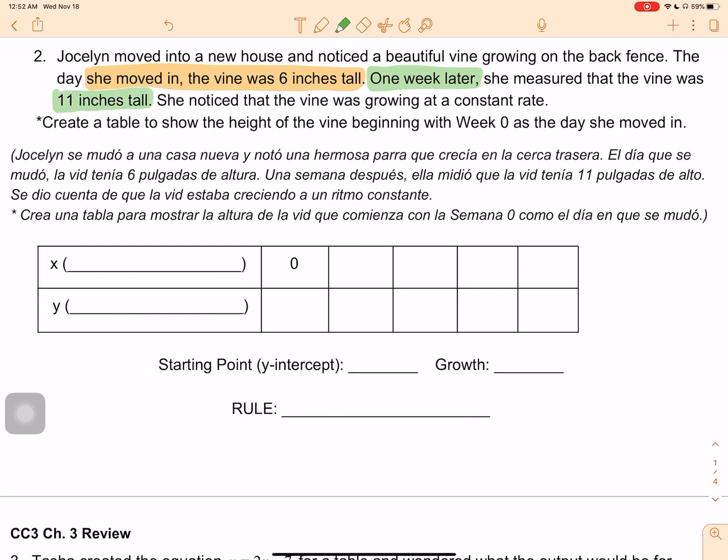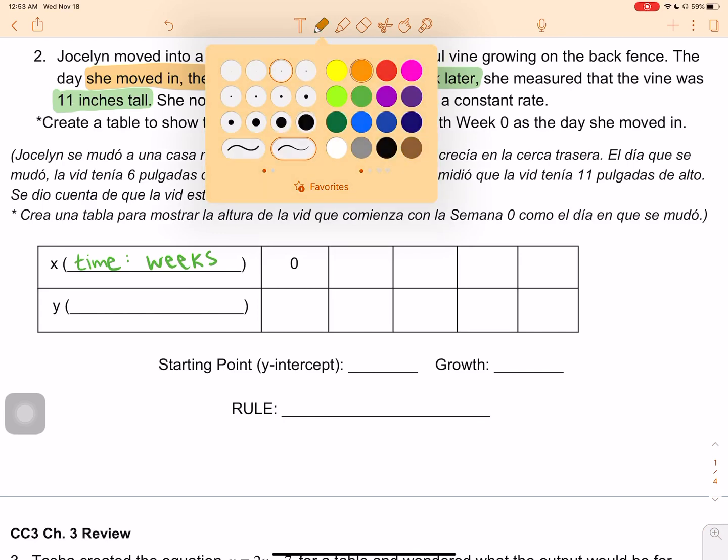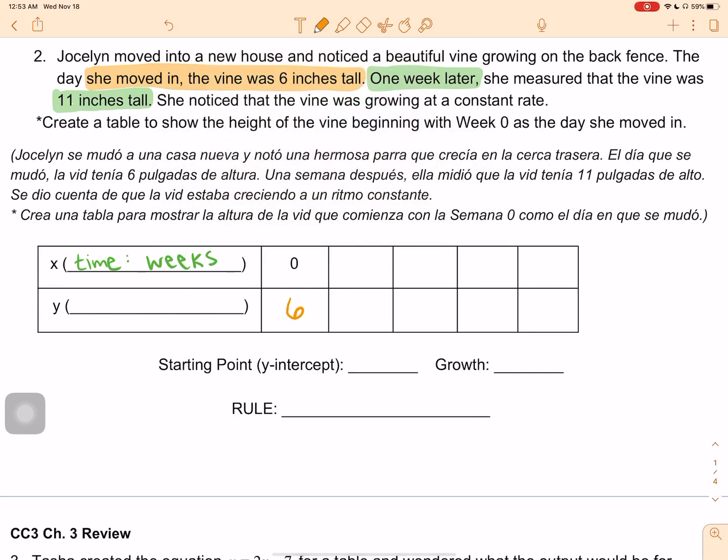She noticed that the vine was growing at a constant rate. Create a table to show the height of the vine beginning with week 0 as the day she moved in. So generally, our x-axis is always our time. So here, our time is measured in weeks. You have to make sure to tell me how it's measured. Whenever she first moved in at 0 weeks, her vine was 6 inches tall. So on the y for this scenario, the y should be the height, and it is in inches. We need to know how they're measuring it.